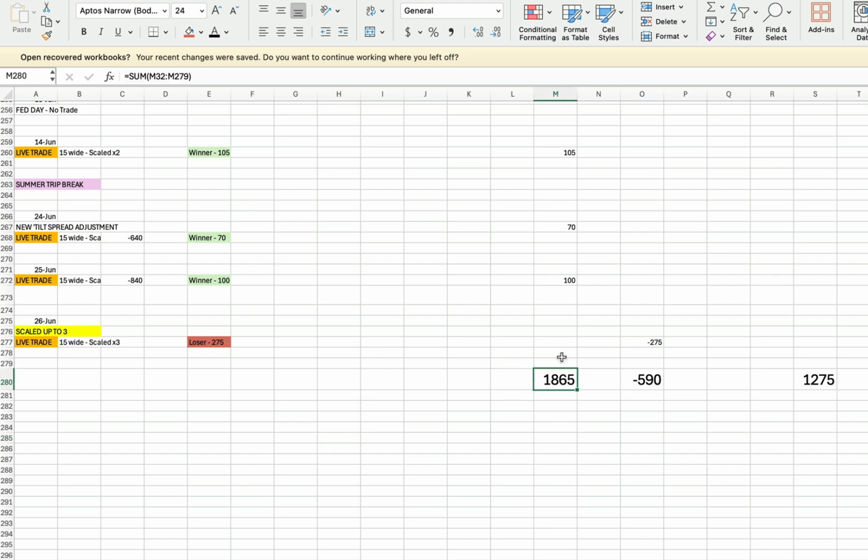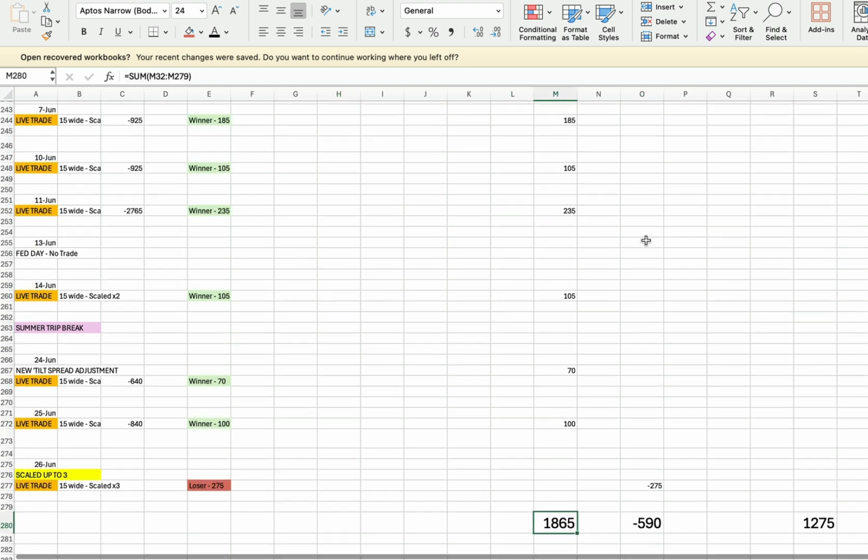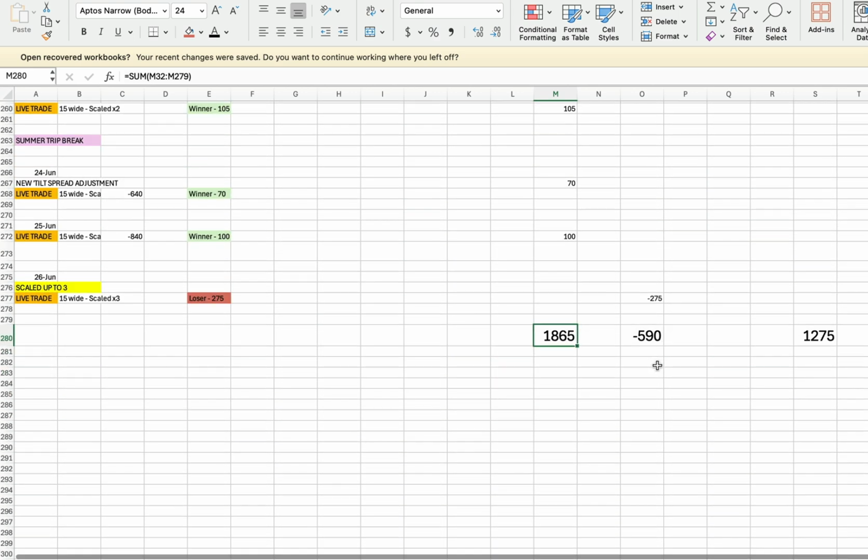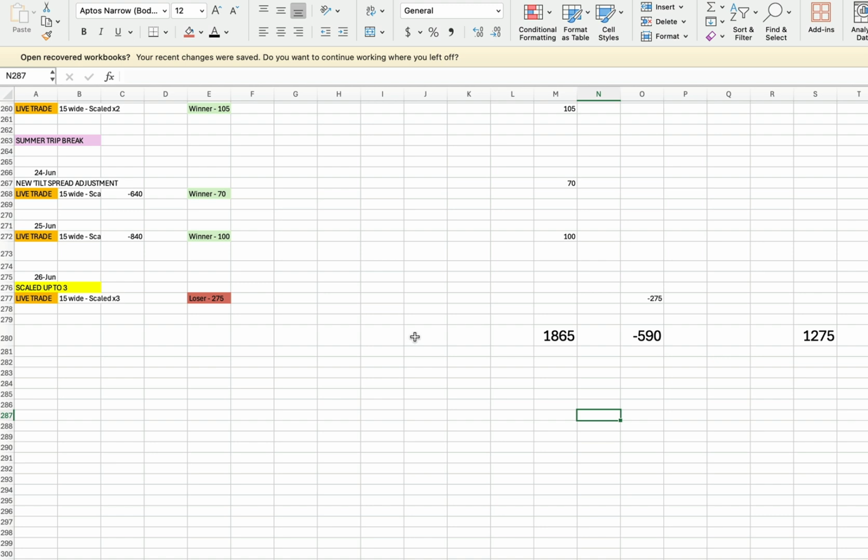So this is the win column. This is the loss column. Come down here and add it all up. Ever since we started trading this with real money on May 2nd-ish, right around there, we made 1865 on this with 1 and 2 contracts. We're starting with 1 contract, scaling up to 2, and then today, first day, we scaled up to 3. So we've made a total of 1865 in profits.